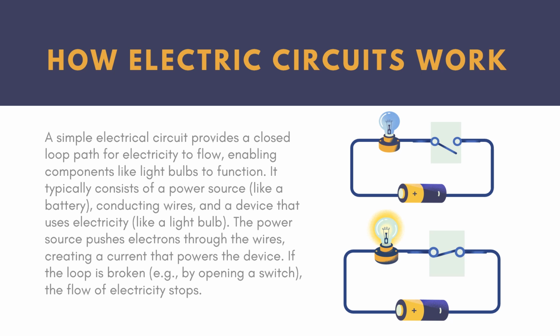It typically consists of a power source like a battery, conducting wires, and a device that uses electricity like a light bulb. The power source pushes the electrons through the wires, creating a current that powers the device. If the loop is broken, for example by opening a switch, the flow of electricity stops.